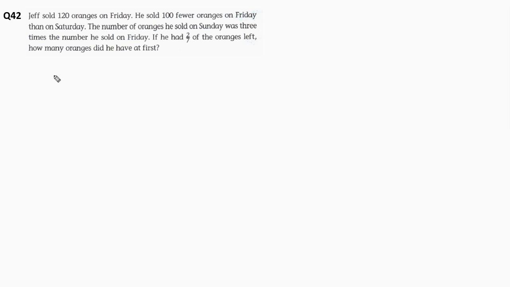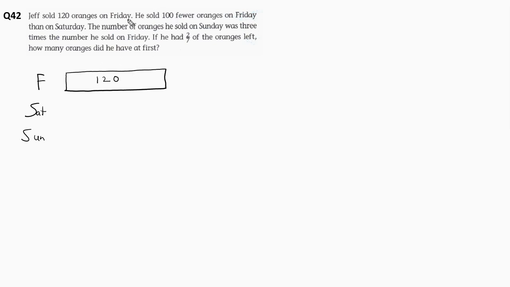So we've got Friday, Saturday, and Sunday. And we will just start with this. Jeff sold 120 oranges on Friday. So I'm going to draw a block. There we go. And that represents the 120 oranges. I'm just going to write that in here: 120 oranges sold on Friday.